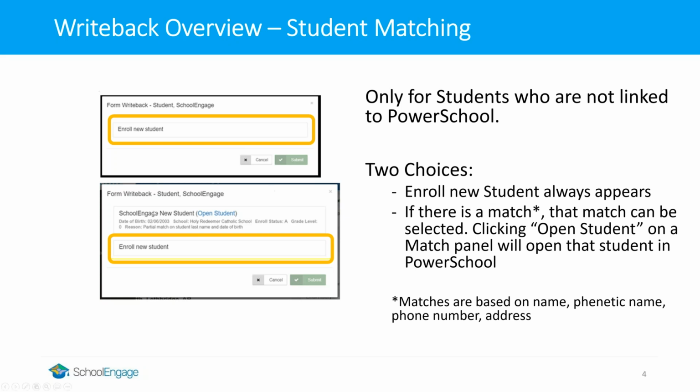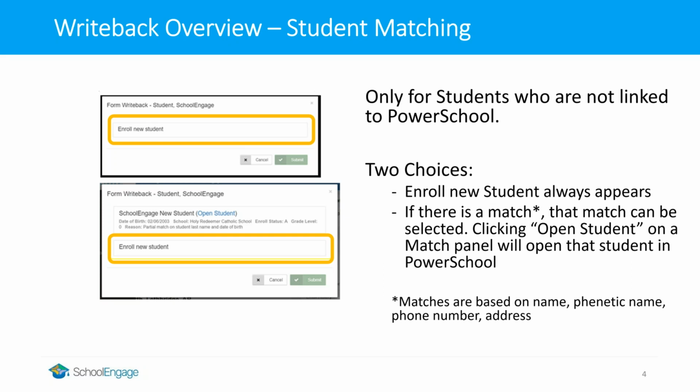The second option here is a match. What SchoolEngage does is send off the information from the form to see if that student has already been in your district. Maybe they were there a few years ago and they transferred out. Maybe they took summer school once, and so they technically have a file. Maybe they took a kindergarten program and then came back for junior high. So what we do is take the name, date of birth, phone number, address, that kind of information, and we see if we can get any matches in PowerSchool.